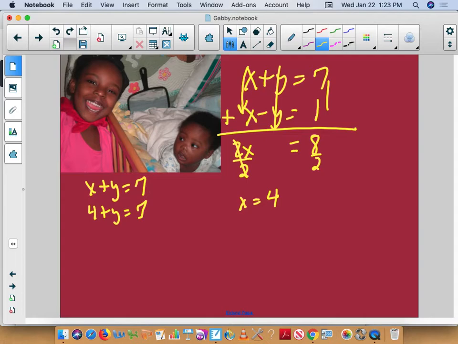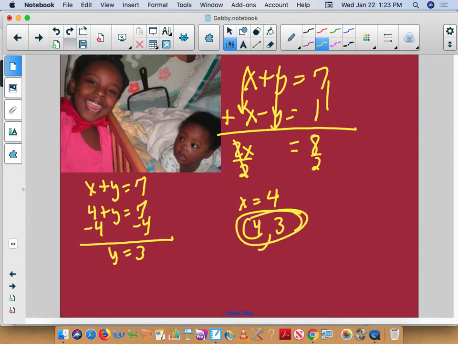It's added, so what do we do? Subtract 4. Minus 4. You get 3. So you get y is 3, and then you write your point for me in what order? X, y: 4, 3. Sarah was right. Okay? All right, question.